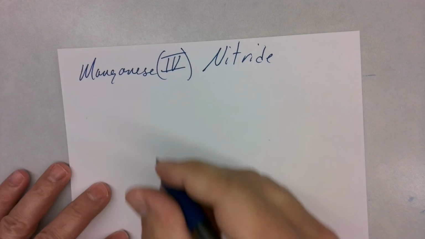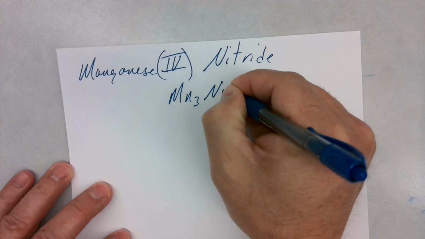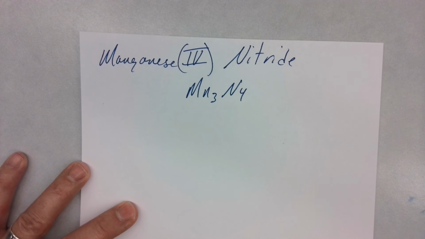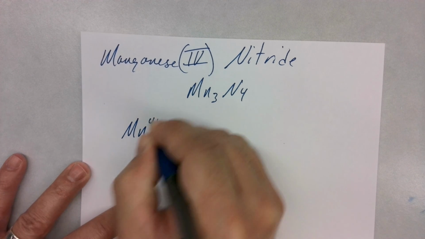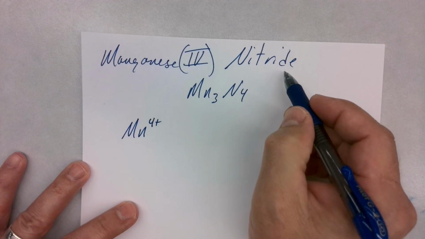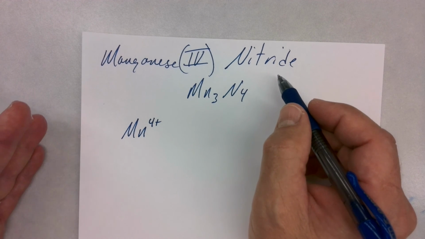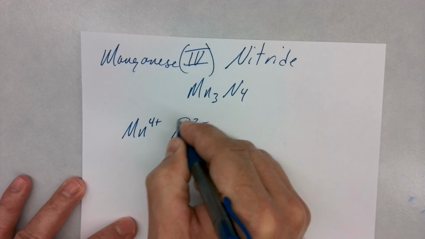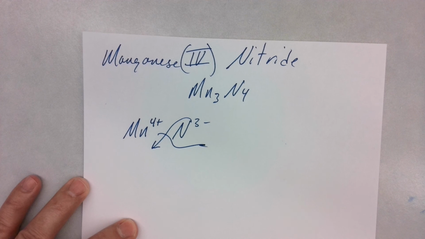Alrighty, who was 5? What do you got for me? Mn3N4. Is she right? Yeah, because manganese 4 meant I had Mn4 positive, right? Nitride comes from nitrogen. Nitrogen has a valence of 5. It's going to gain 3 and become N3 negative. Drop and swap: Mn3N4.